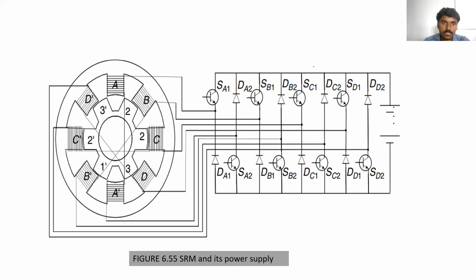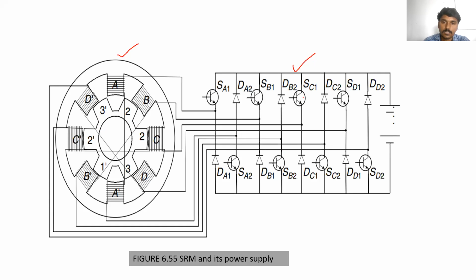It has the switched reluctance motor, which has the stator and rotor. The stator has poles and the rotor also has poles, but they are not made of permanent magnets. They are made of cast iron or laminated steel, designed to form the poles, the teeth. And it has the converter circuit.